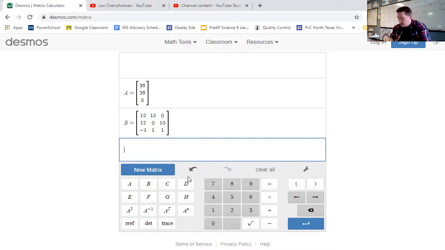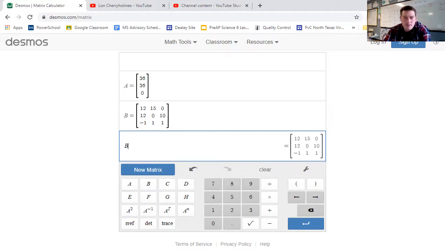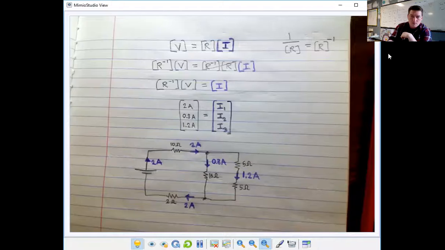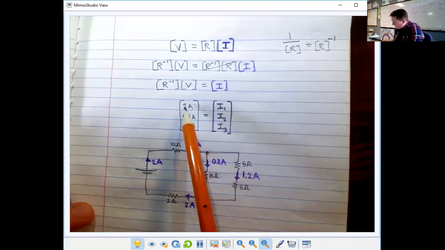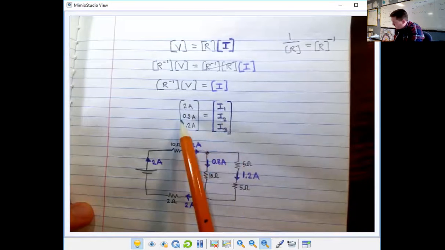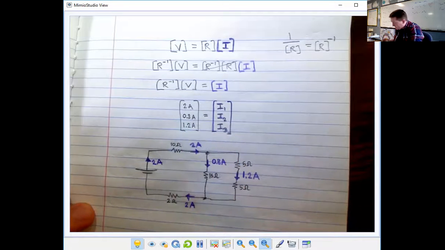Now, according to my notes, what I have to do is multiply the inverse matrix of the resistance by the voltage one. In other words, I have to take matrix B, take its inverse, and multiply it by matrix A, and voila, it gave me the answer I was looking for: 2, 0.8, and 1.2. Now let's check to make sure that that makes sense. So it says current 1 is 2 amps, current 2 is 0.8 amps, and current 3 is 1.2 amps.